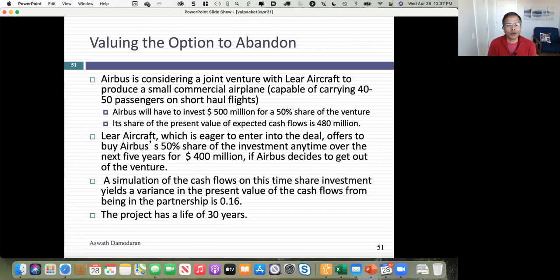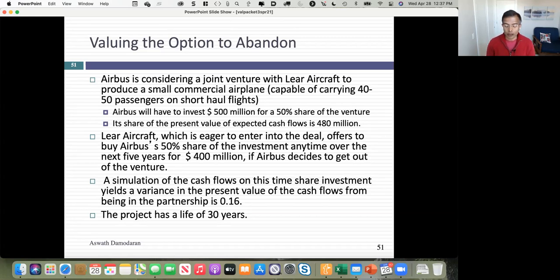Now, you obviously wouldn't walk away today because today the present value of the cash flows is $480 million. Walking away and getting $400 million doesn't make sense. But if something catastrophic happens next year, you could come to me and say, buy me my 50%. What have I given you? I've given you the option to abandon this project.